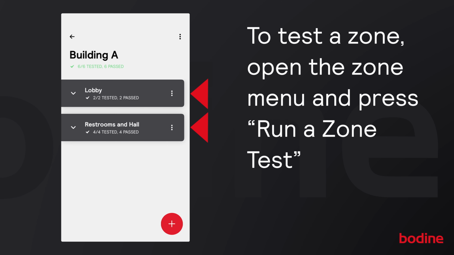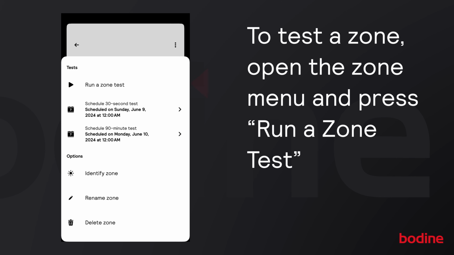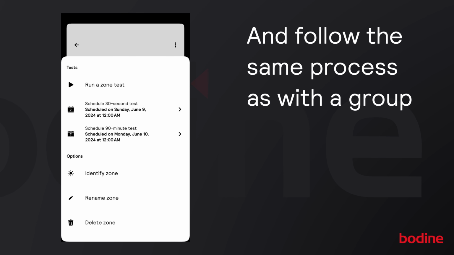Individual zones can also be manually tested in the same way. Open the zone menu and select Run Zone Test. Then follow the same process as with the group.